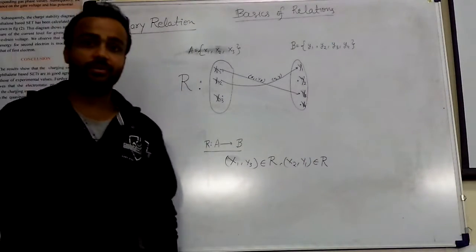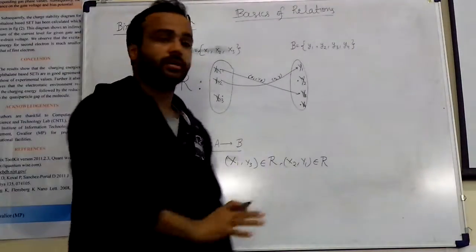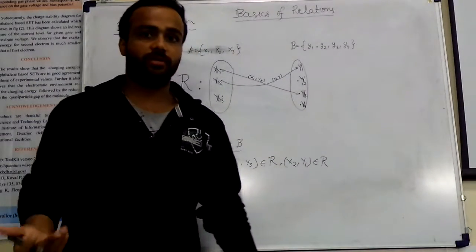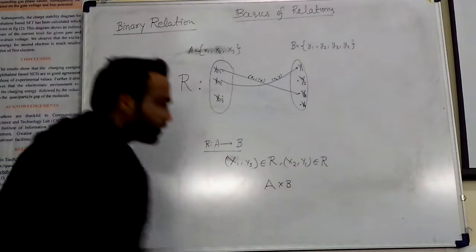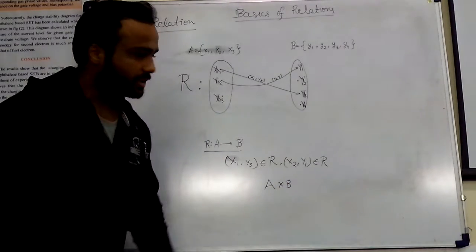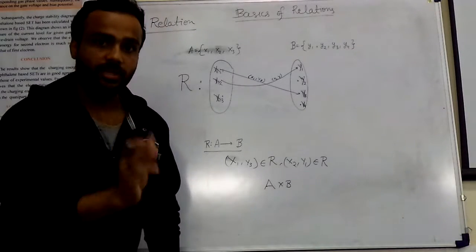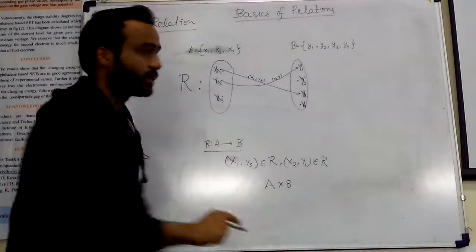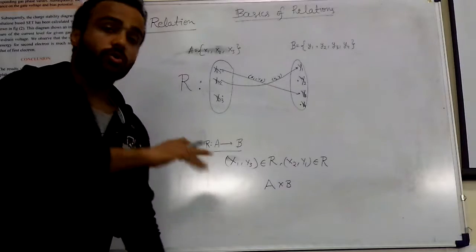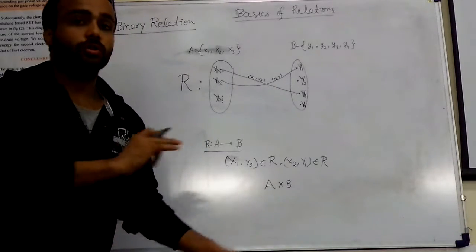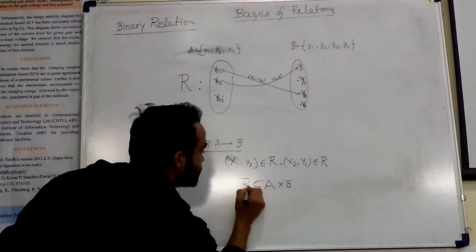But it doesn't necessarily mean that all the elements from A are associated with all the elements of B. What does this mean? A cross B is a set which contains all the sequences of length 2 with the first element taken from the set A and the second element taken from the set B. But a relation cannot necessarily contain all those sequences. It may contain a few of them. So that is why a relation is a subset of A cross B.